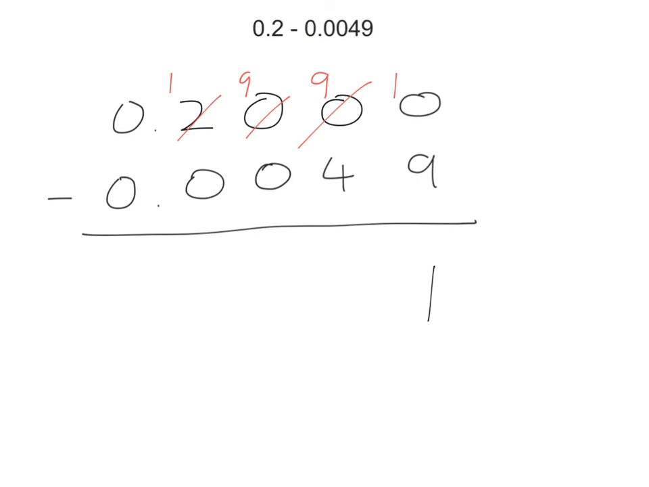So now we can go ahead and subtract. 9 minus 4 is 5. 9 minus 0 is 9. And 1 minus 0 is 1. Put the decimal point down, and our final answer is 0.1951.